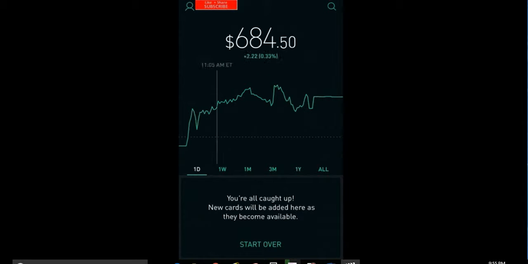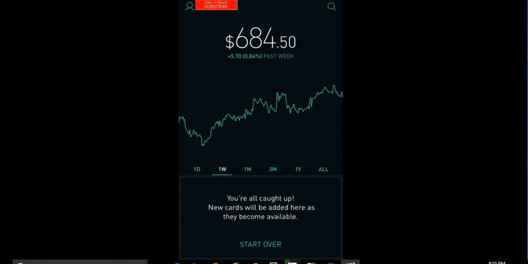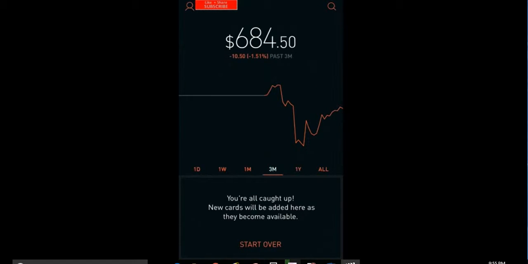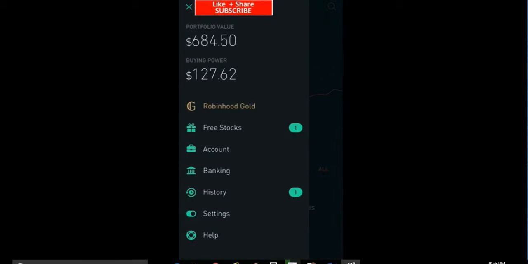As you can see, the graph right here, you can go through your 1 week, month, 3 month, 1 year, and all. Currently, I have not been in there 3 months, and you'll see from my trades, the first part of my trading, I was really playing around with it. This is a test account for me, and I'm using this to learn.